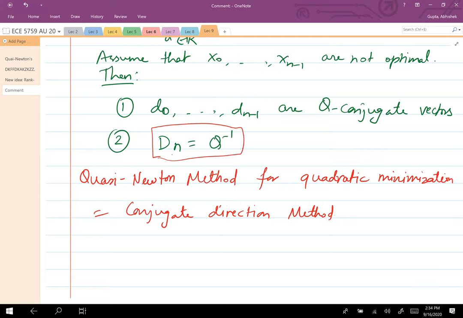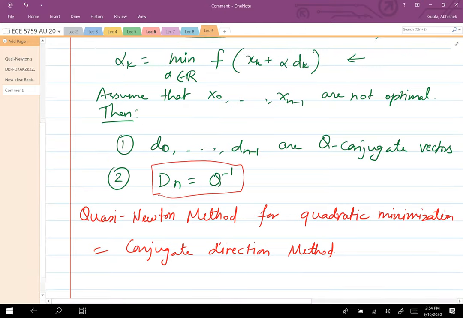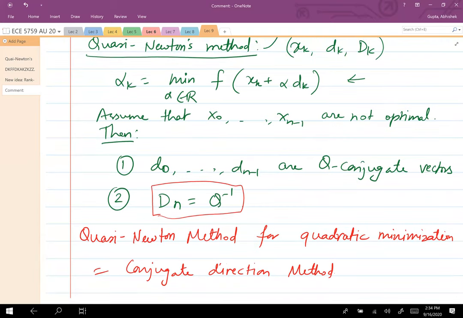Okay, the proof of this is quite complicated. Actually, the proof of both the propositions we have studied. So one is the other proposition and the second one is this one. Both of them are quite complicated, but it can be proven using just linear algebra tricks.